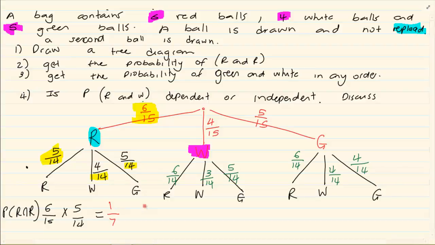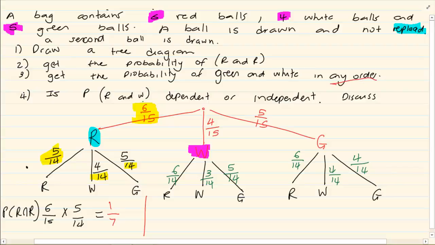Remember, you can use your calculator to solve this. Because it's a multiplication rule, it's called a product rule. You're allowed to use your calculator and give the simplest form. Get the probability of green and white, but in any order.